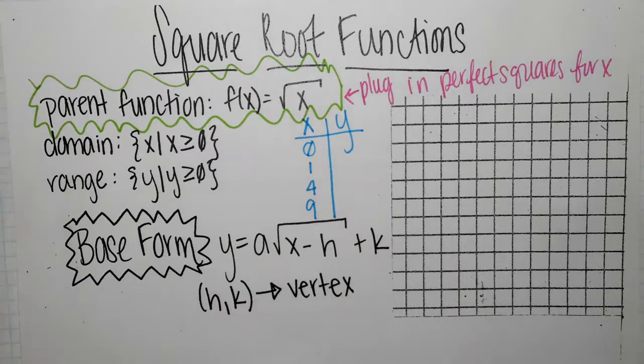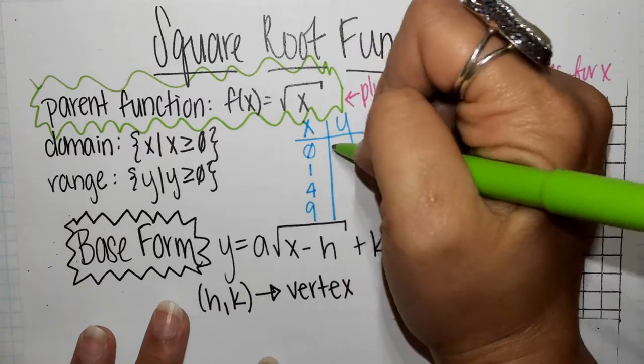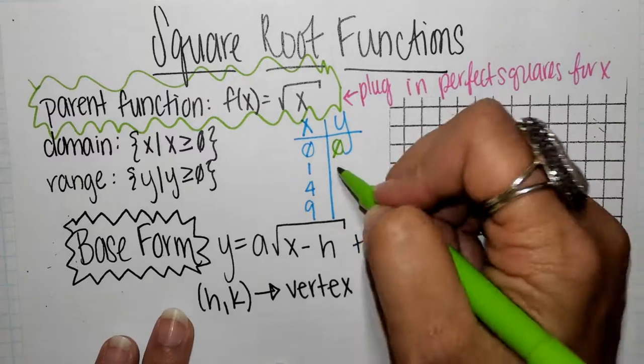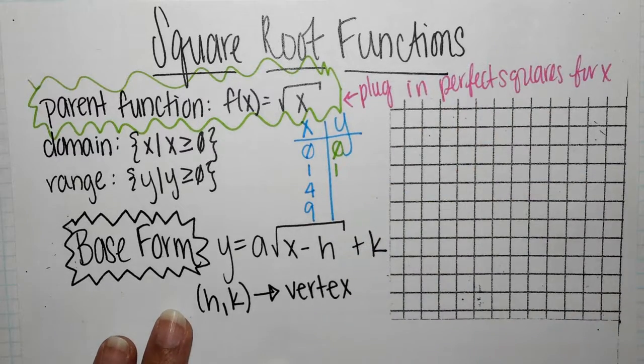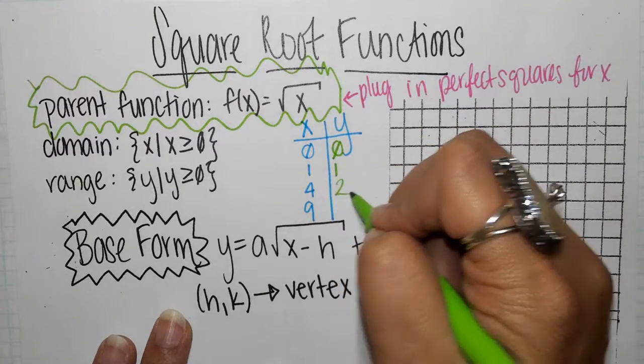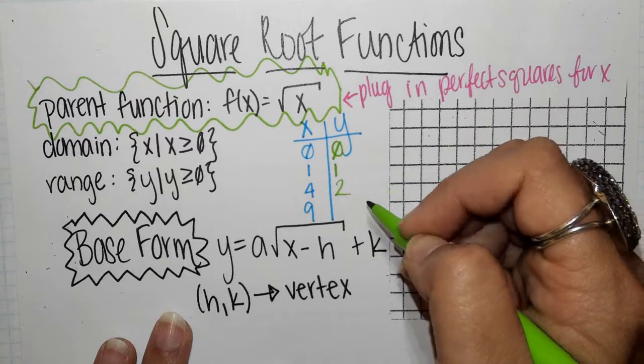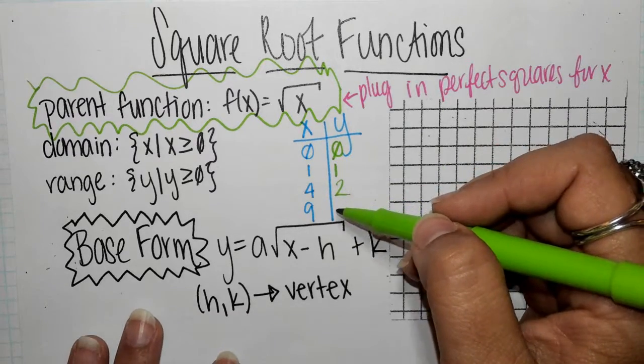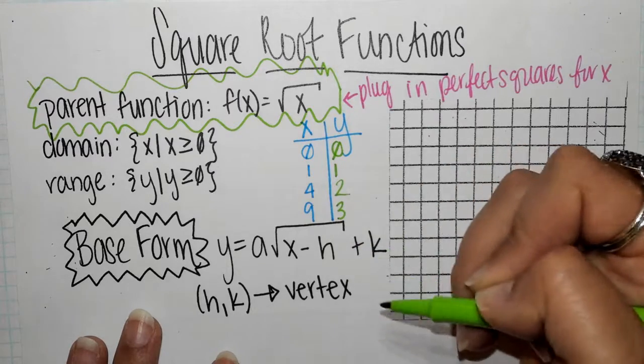Okay, so let's plug in 0. What's the square root of 0? 0. All right, let's plug in 1. What's the square root of 1? All right, let's plug in 4. What's the square root of 4? I wasn't thinking. We're taking the square root, and then the square root of 9 is 3.